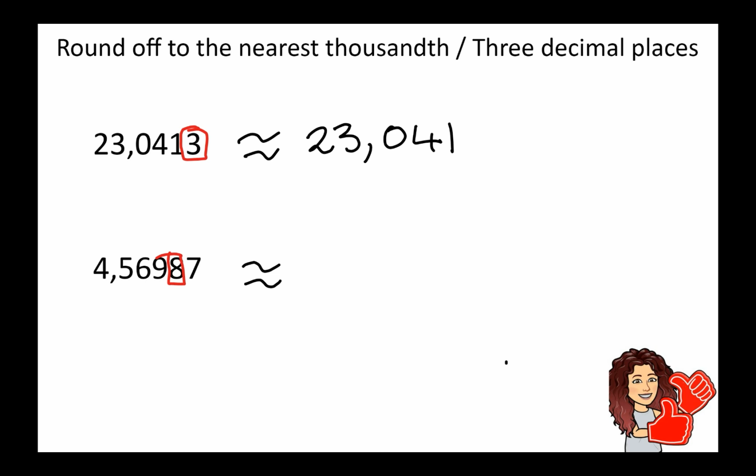And the same happens as in the previous example. That becomes 0, that becomes 1 more. So my answer is going to be 4,5. That 6 becomes a 7, and that 9 becomes a 0. And I've got 3 decimal places after the comma.